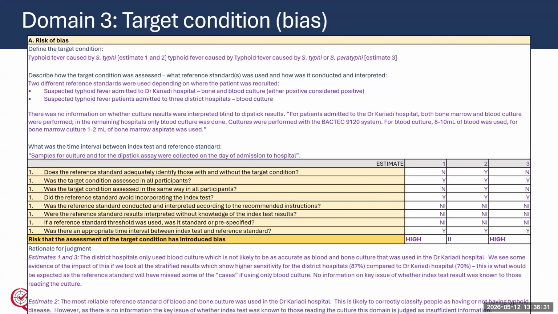So overall, we've got high risk of bias for estimates 1 and 3 because they're based just on the blood culture, not the more reliable bone and blood culture. And for estimate 2, we've got to come up with insufficient information because there's not a lot of information about the reference standard and how it was performed and what information was available to the person interpreting the reference standard. So we've got our rationale for judgment, and we can see we've got slightly different rationales for estimates 1 and 3 and for estimate 2 because of the different ratings.